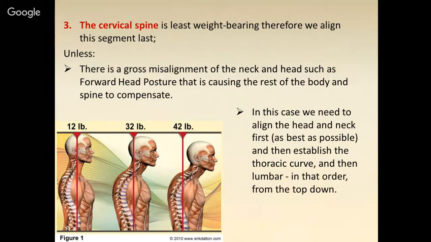However, if there is a gross misalignment in the neck and head, such as forward head posture, this may limit the thoracic and lumbar spines from being moved. Again, that somatic nervous system is going to limit movement until we create a little bit more stability, and the forward head being so out of alignment may limit our ability to do that. So in this case, we need to get the head back as much as possible, and then we go thoracic and then lumbar, so we're working from the top down.